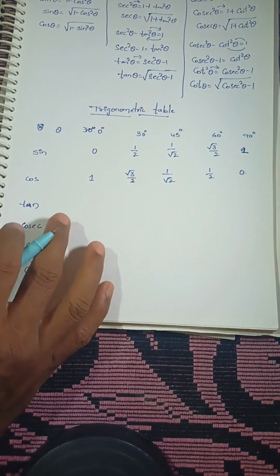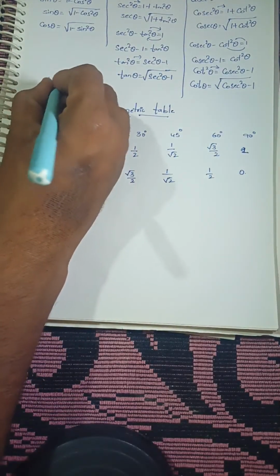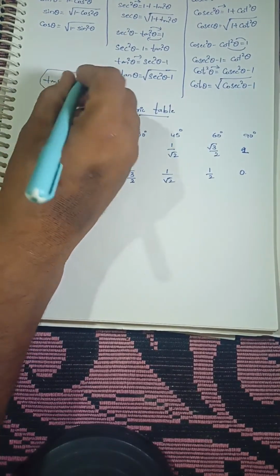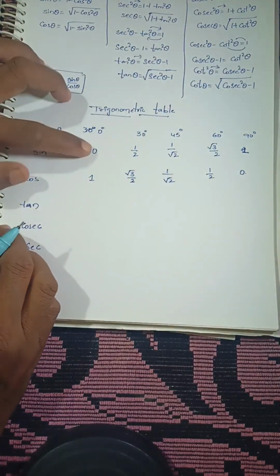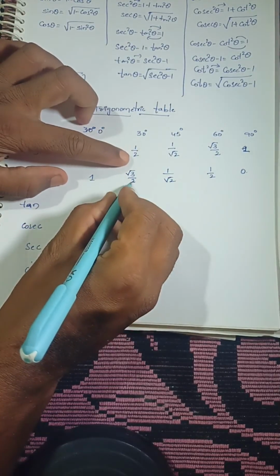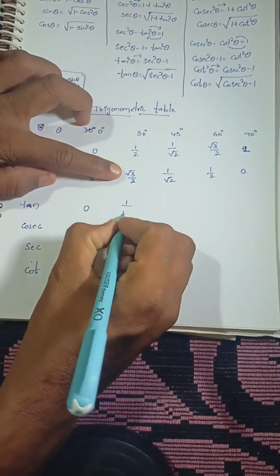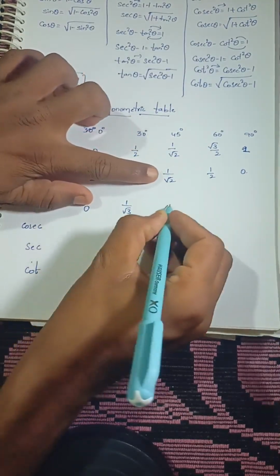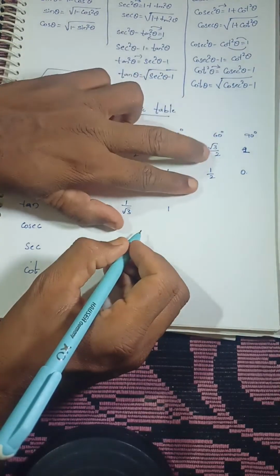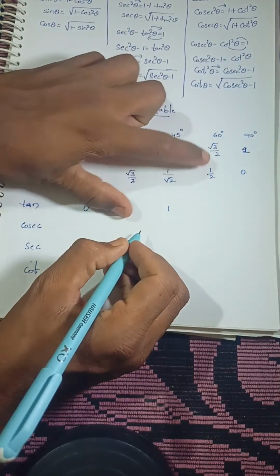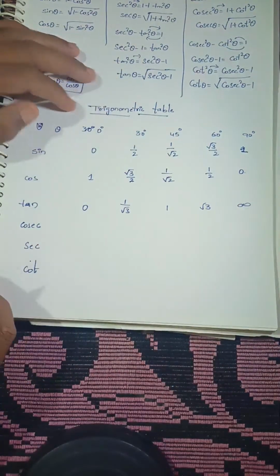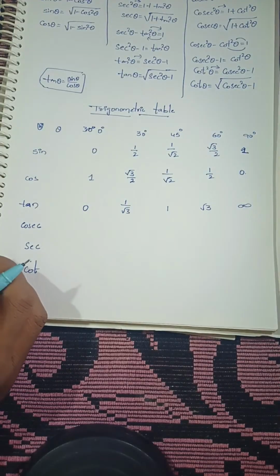Now how to get tan? Just now we said what the tan value is. Tan theta means sin theta by cos theta. If you divide the values, 0 by 1 value is 0. Then 1 by 2 divided by root 3 by 2: both the denominators will get cancelled, you will get 1 by root 3. 1 by root 2 by 1 by root 2 will get cancelled, you will get the answer 1. Root 3 by 2 over 1 by 2: the 2s will get cancelled because both are in the denominator. Root 3 by 1 value becomes root 3. So 1 by 0 value is undefined.